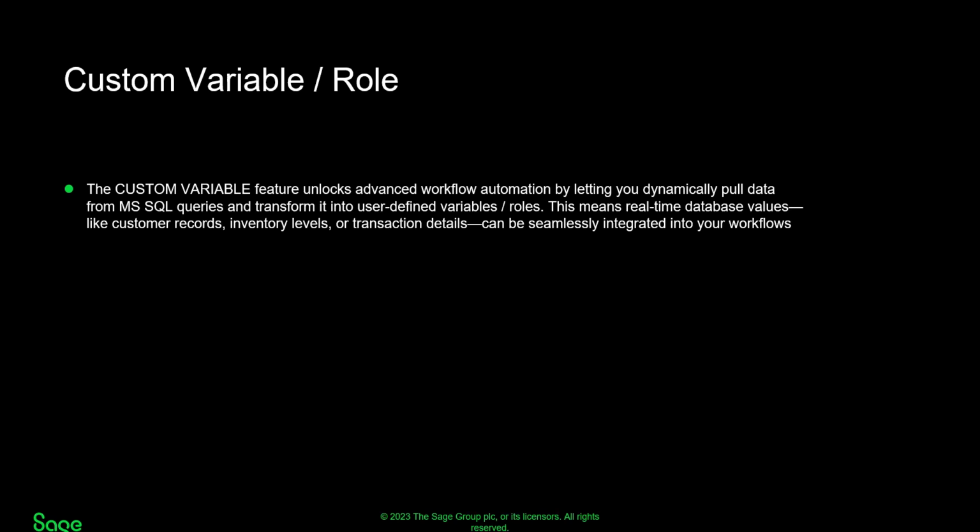Norming customer variable and customer role is an advanced workflow feature. You can use MS Circle queries to create variables or roles that do not exist in the standard workflow. This feature is very powerful and flexible. If you can learn it, you can use this tool to meet clients' approval requirements. Now I will show you the real use case, how you can use this tool in your workflow.